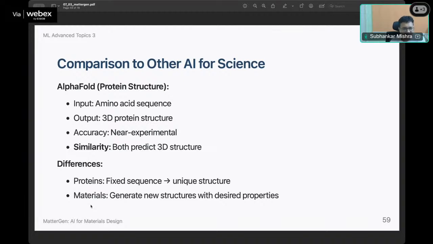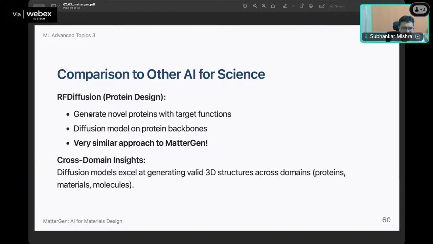Just to make sure that it's not only materials where things are getting done, AlphaFold is the equivalent of that in the protein folding space, where it can predict the 3D structure. But with prediction it can also generate new proteins. Generally, new drug discovery is one of the targets here. And specifically RFdiffusion protein design will generate novel proteins with target functions. This diffusion model is modeled on the protein backbones.